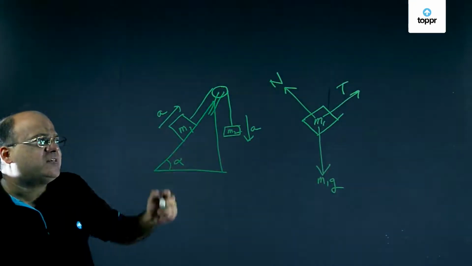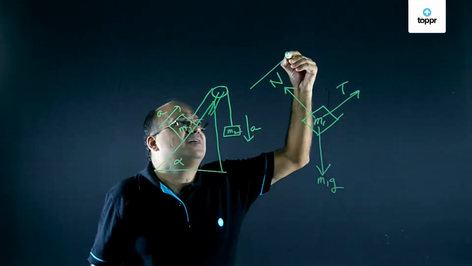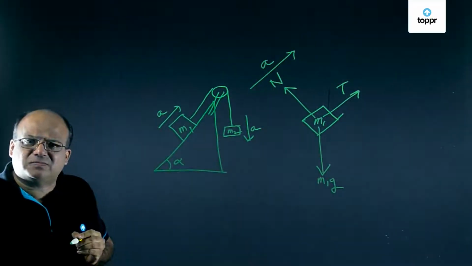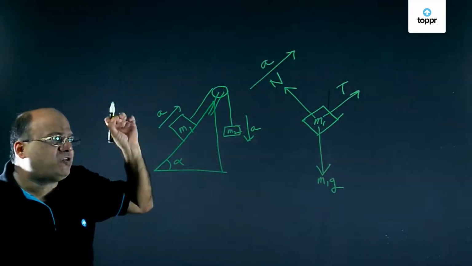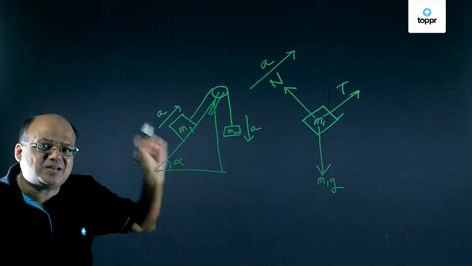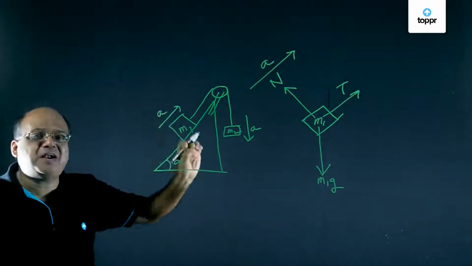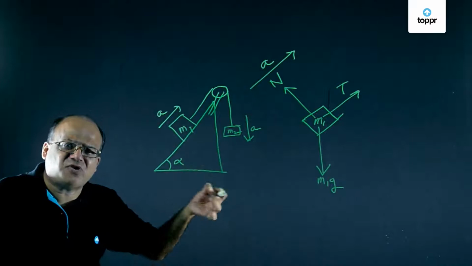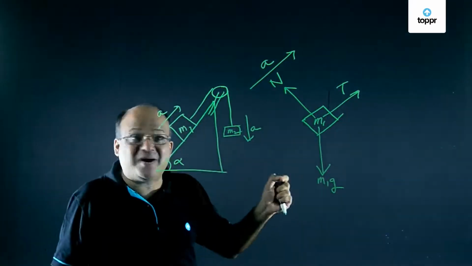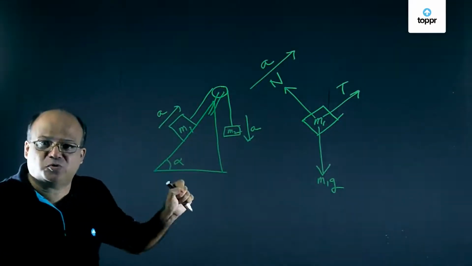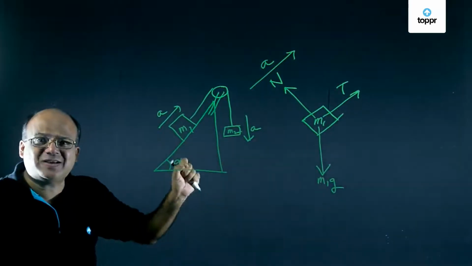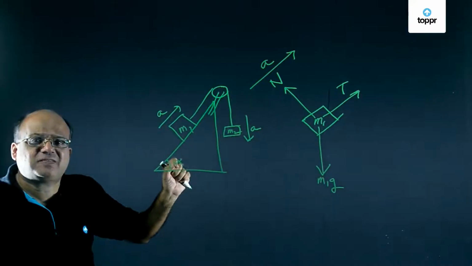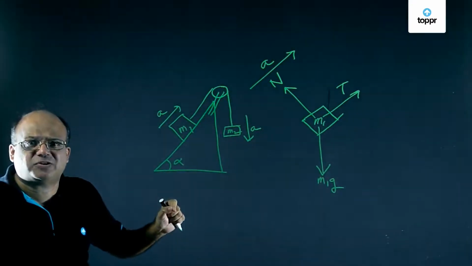Now we see that M1 is accelerating up the plane. So we draw the acceleration. Now we have to resolve forces in the direction of acceleration and perpendicular to acceleration. We can resolve forces in any direction we like, but this will be the easiest thing to do, the best thing to do to get the correct solution.